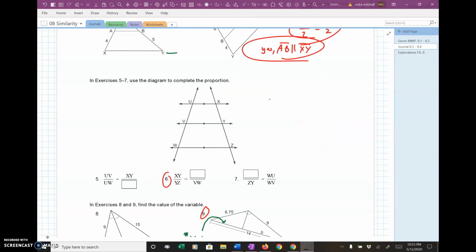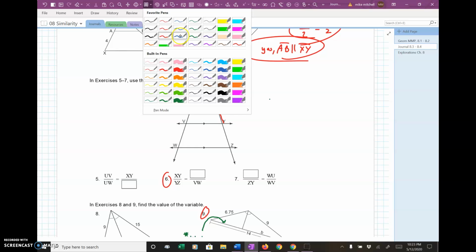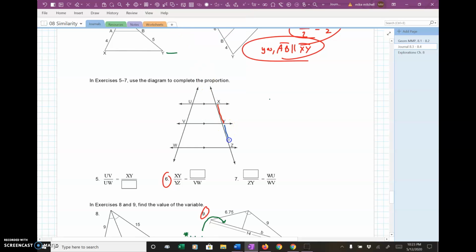5 to 7, just use the diagram to complete the proportion. Let's look at number 6 here. I have XY. That's that piece, and it is going to YZ, and that has to equal something to VW. VW is going to be in red. So you can see here this is kind of an upper to lower pattern. So you can see the UV is going to be the one that's missing. Let's put it in red because that'll make more sense. UV, that would be that section right there.